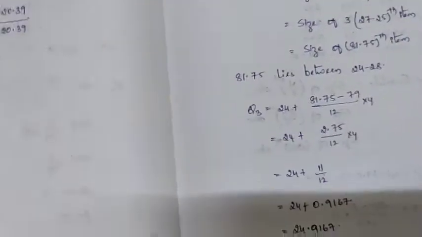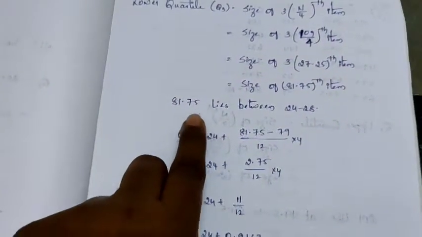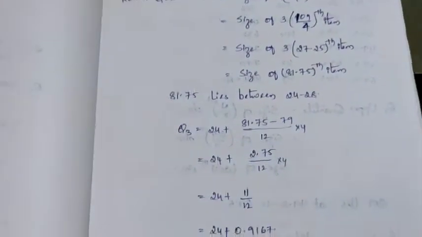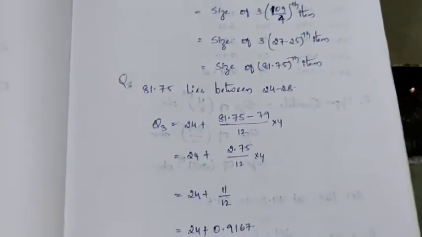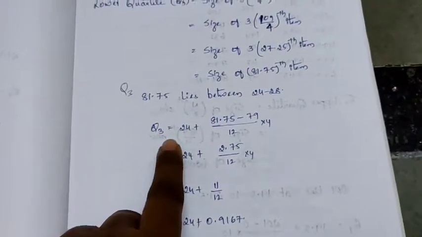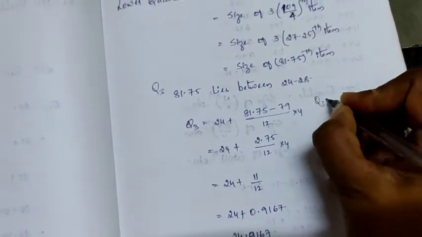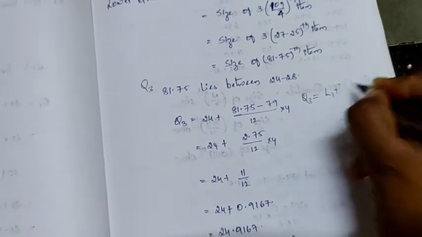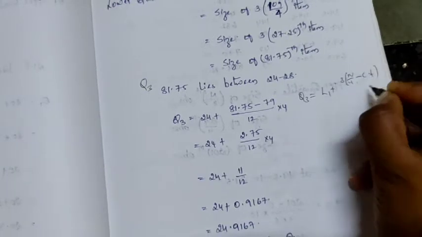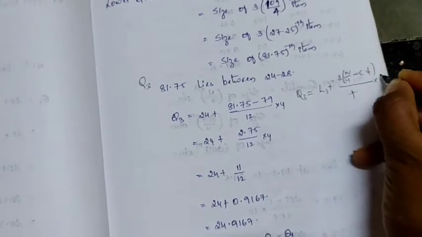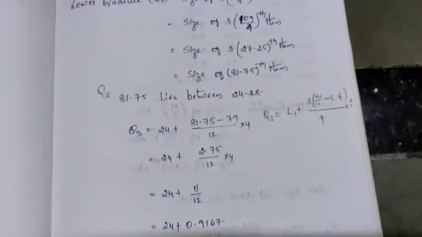Okay, now you see here. So Q3 lies between 24 to 28. So Q3 formula, I will write the Q3 formula here, see ma. Q3 is equal to L1 plus 3 into n by 4 minus CF by F into I. This is the formula.